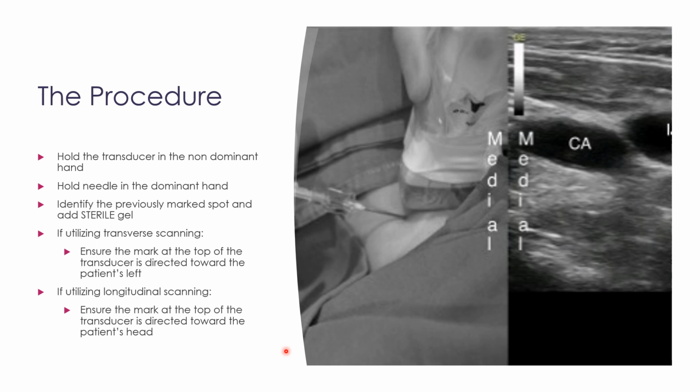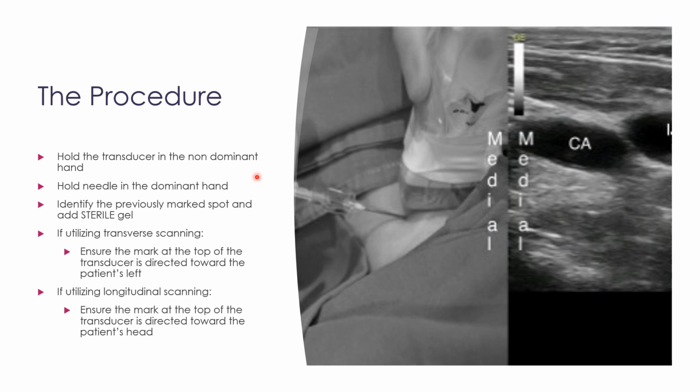As you get more efficient and well practiced, then you might want to change to long, but transverse is the novice approach typically. So here you see the patient's head would be up here, their neck is here, their body is down here, and the transducer is in transverse, and they are advancing the needle at the center of the transducer. So transducer in non-dominant hand, needle in dominant hand. Make sure you're using sterile gel. Try to avoid the puncture site with your gel.